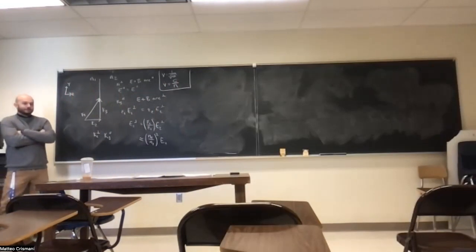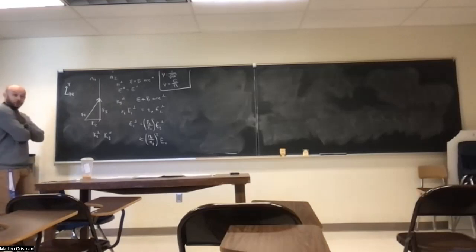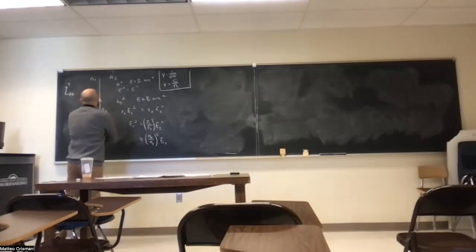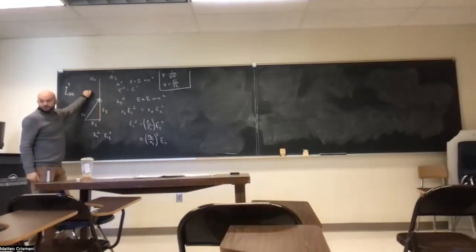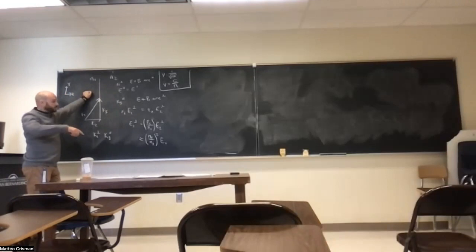I wrote an approximation, good, and let's read the approximation. So this is N2. This is N1. If they're the same, what happens? Nothing's changed. There's no reflection. Are we talking about reflection? No, we're just talking about the E field.